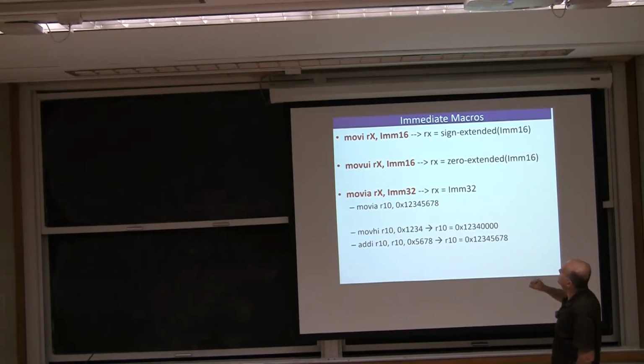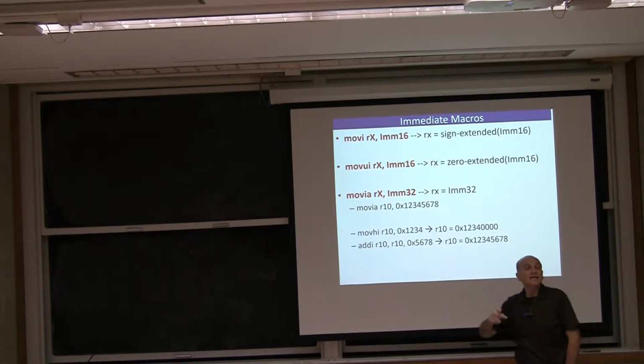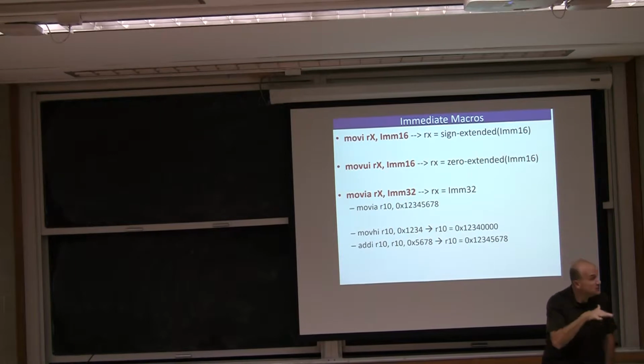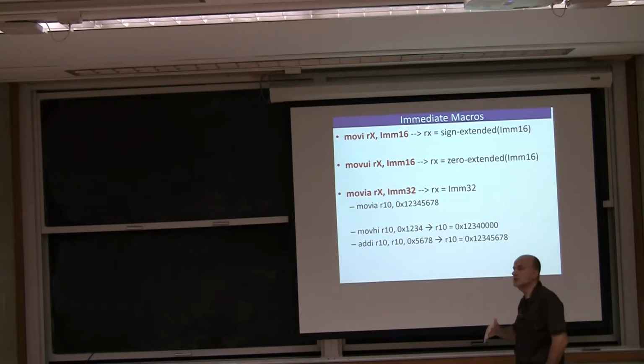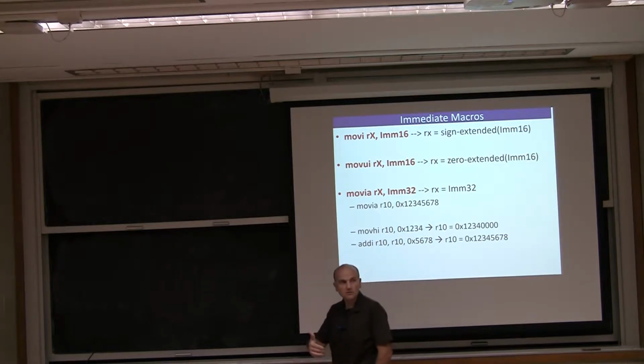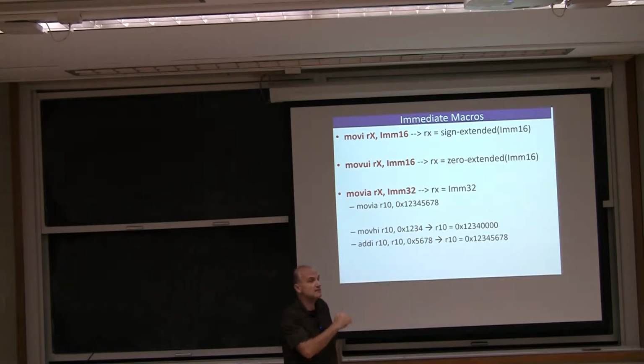In this case, it will take a 16-bit unsigned immediate. Okay, forget about how this is actually implemented. That's what you need to know as a programmer. And it will convert it to its equivalent representation in 32 bits. Okay, so it will 0 extend. The first one sign extends. The second one 0 extends.